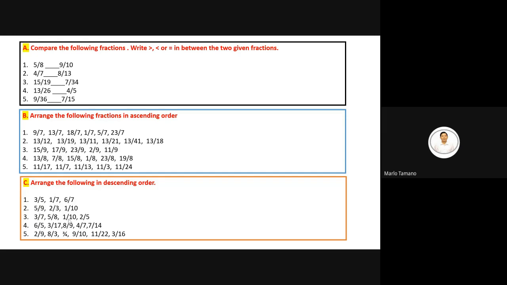Arrange the fractions in ascending or descending order. Depending on the given instruction, when you say ascending, you arrange the fractions from lowest to highest. If it's descending, you arrange the fractions from highest to lowest. Okay?